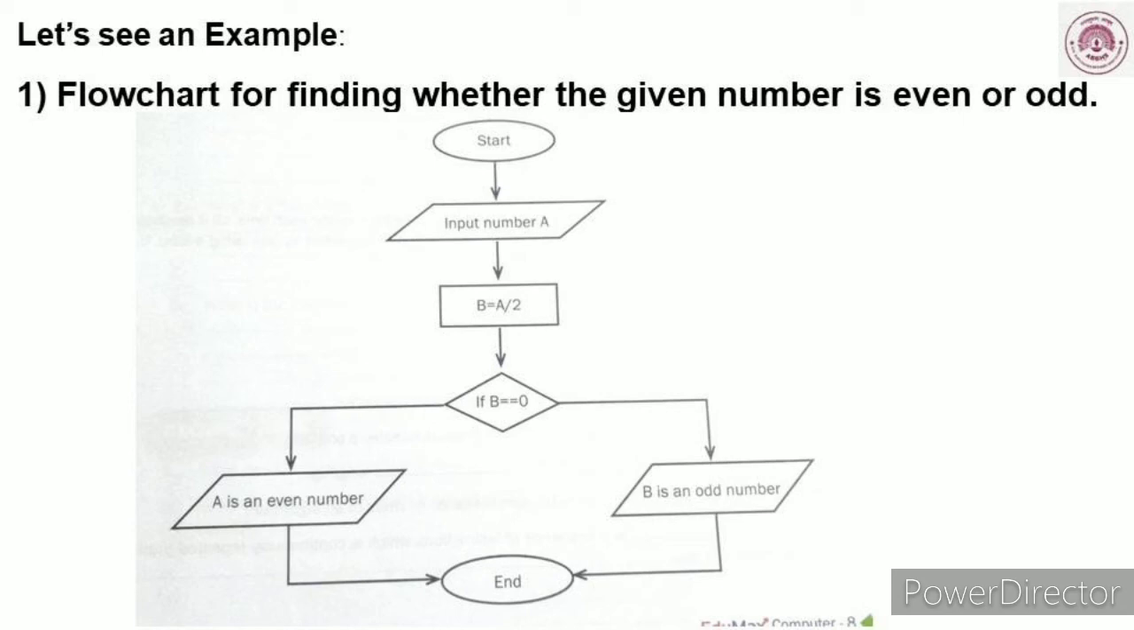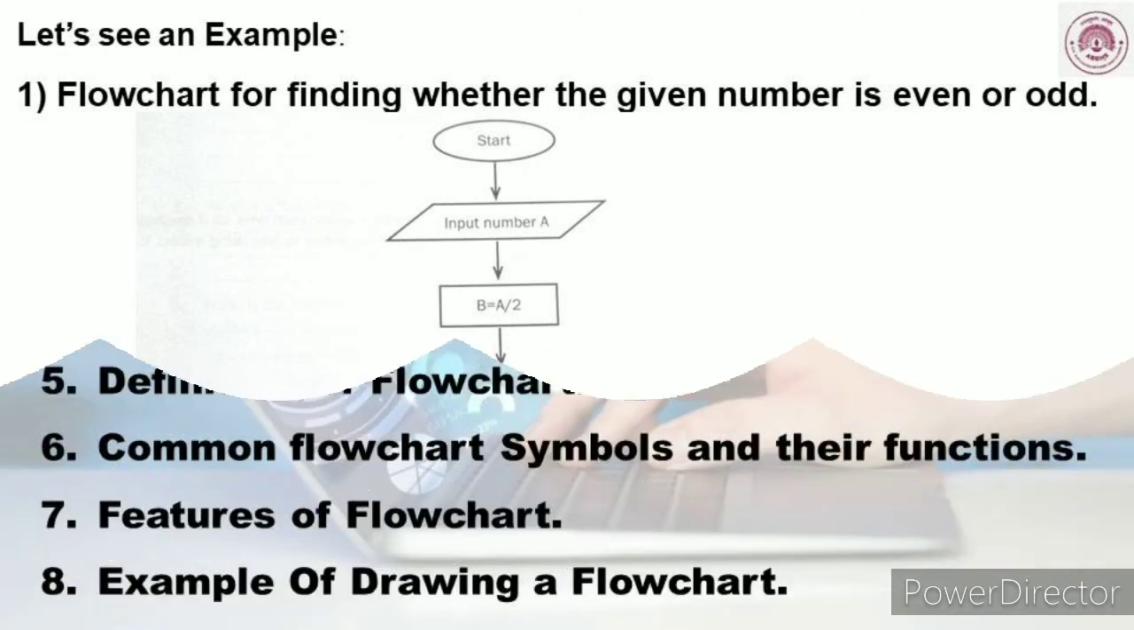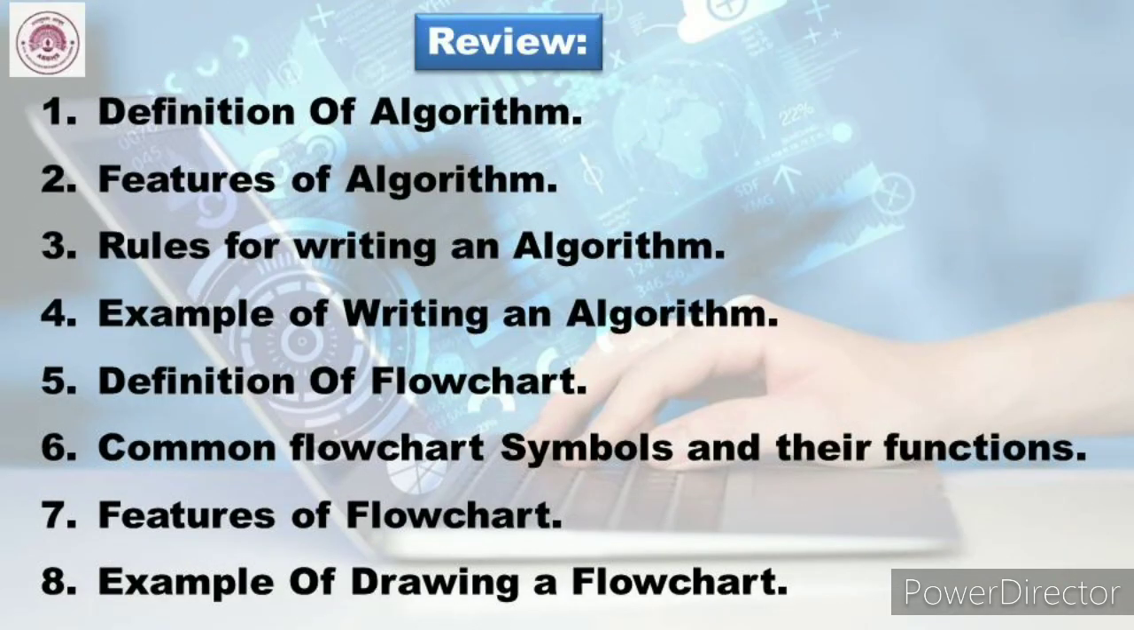If it is even, in the output box you will get the message A is even number. If B is not 0, in the output box you will get a message A is an odd number. And the program will end. It will stop. Now, with this we come to the end of this chapter.